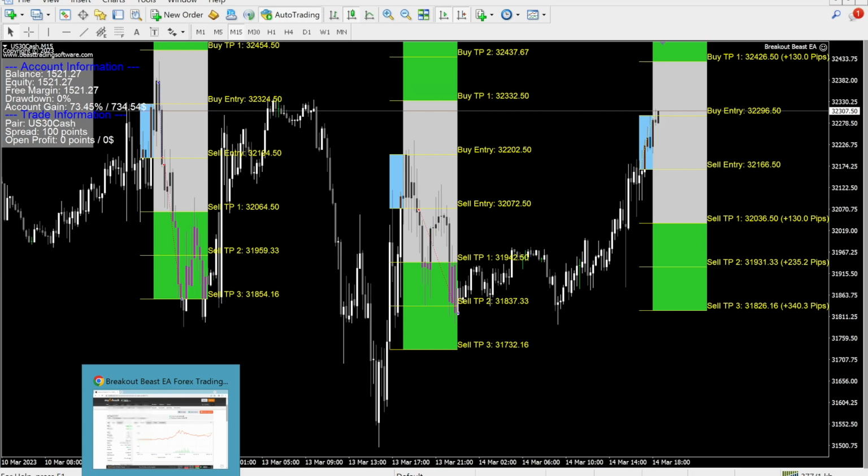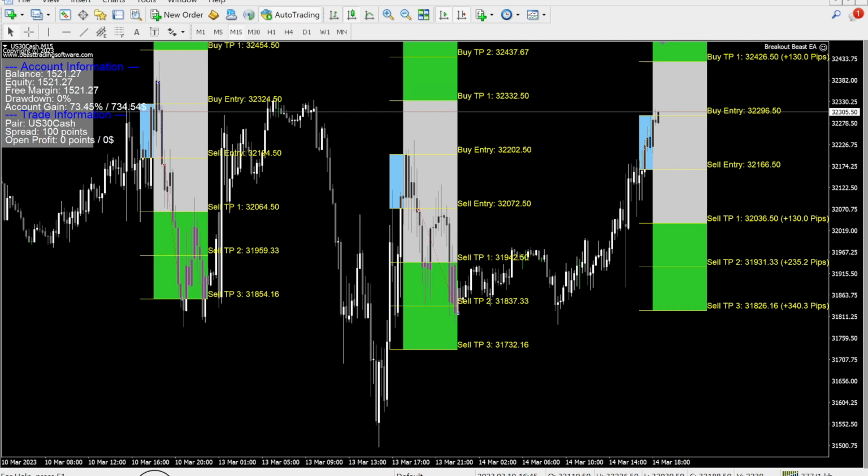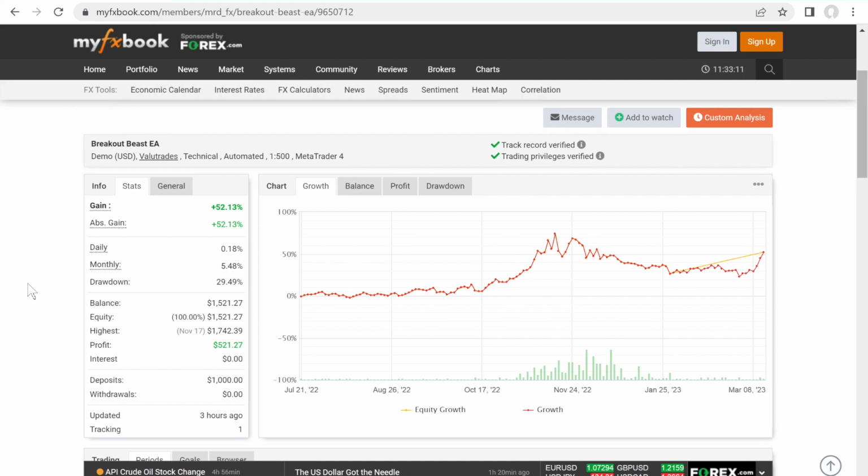Here we are, this is the MyFXBook account. This is visible, so you can go and check this account out anytime you want. The link is there, or you can always find the link on our website. You can always find it here, Breakout Beast EA. So this is the account here. You can see this started way back in July last year.